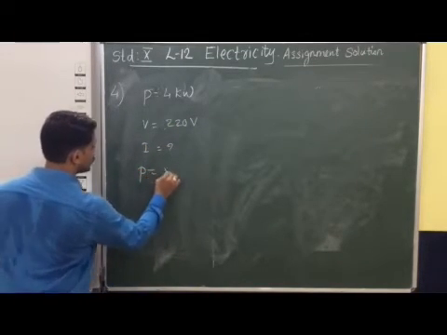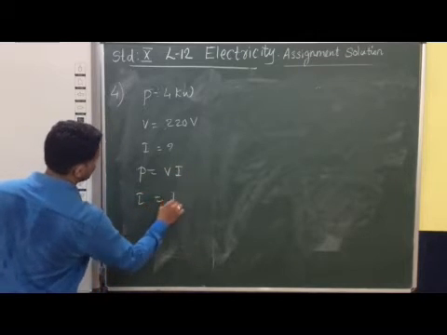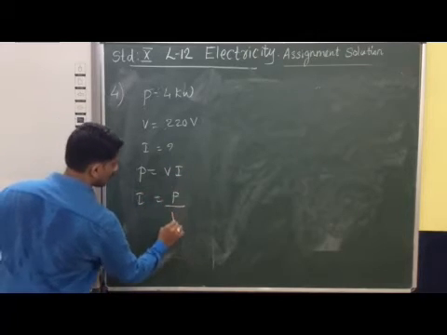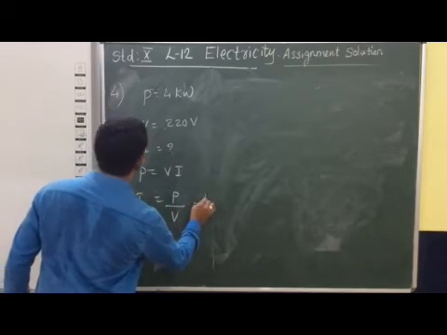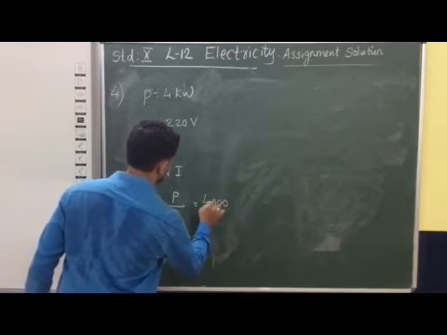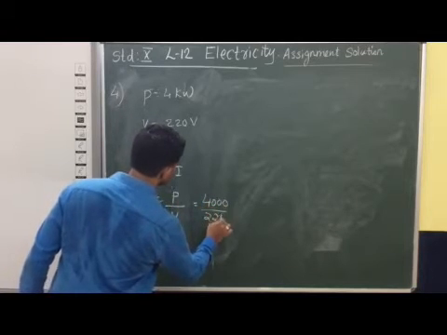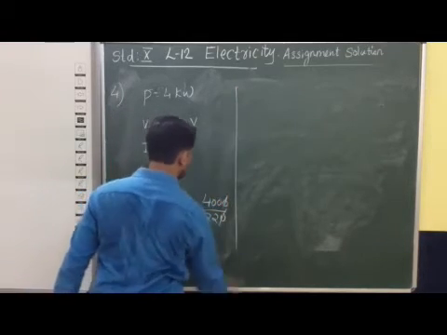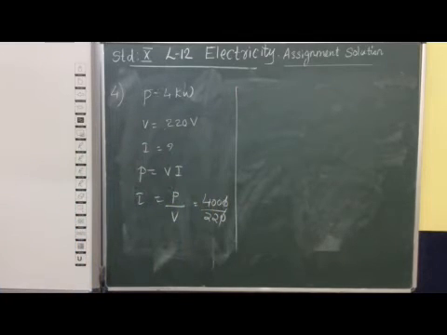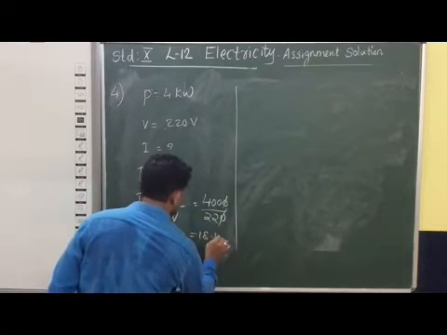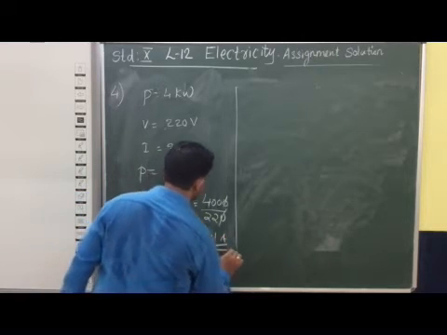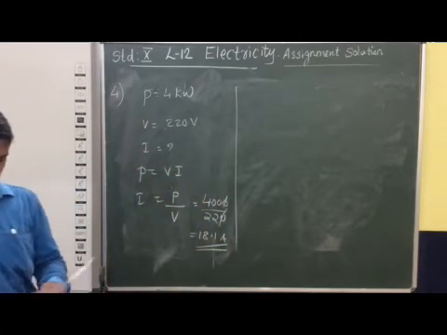We know P is equal to VI. So I is equal to P by V. In this case 4 kilowatt means 4000 divided by 220. If you do this calculation, you will get the answer 18.1 ampere. So this is the current, 18.1 ampere.